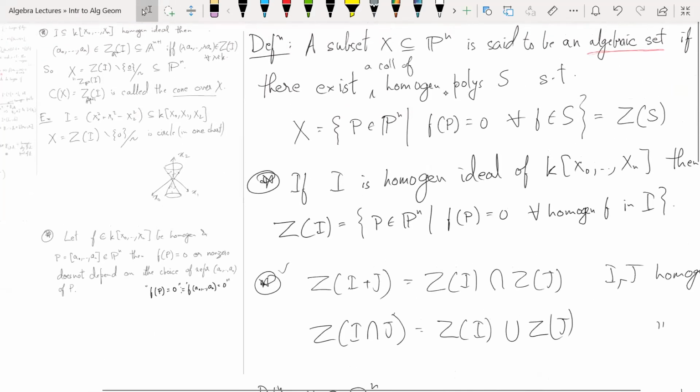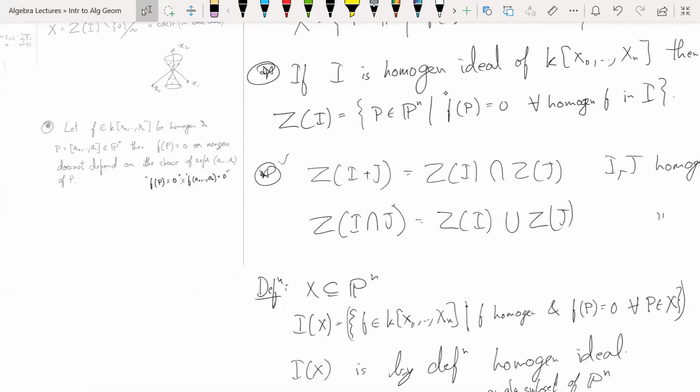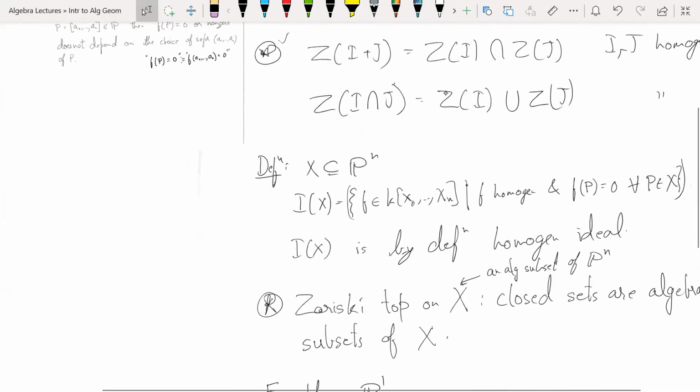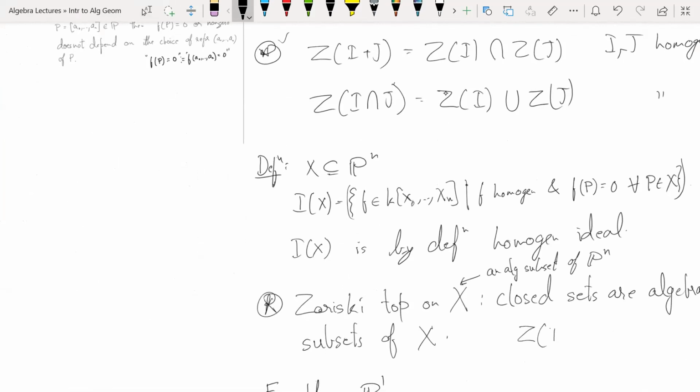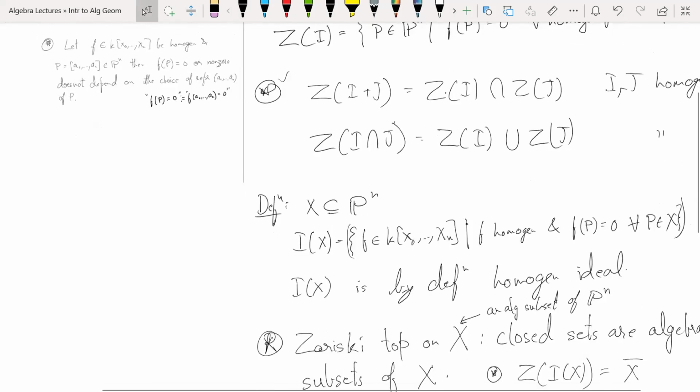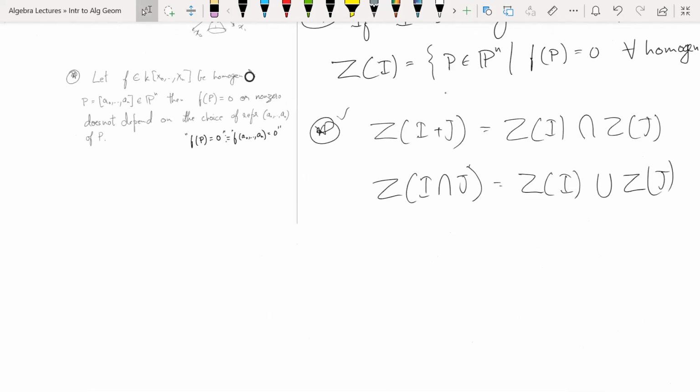So you can define the ideal of definition. The Zariski topology, you define it to be closed subsets of algebraic sets. And then you can check that if you take Z of I of X, then this is X closure in the Zariski topology. These proofs are the same as in the affine case. Nothing different, just that instead of an ideal, you have to replace it by a homogeneous ideal, and for points, you have to deal with equivalence classes and so on. So you just verify it.